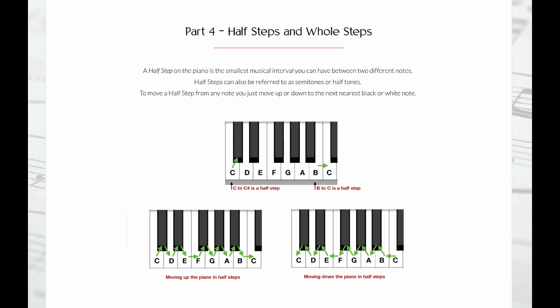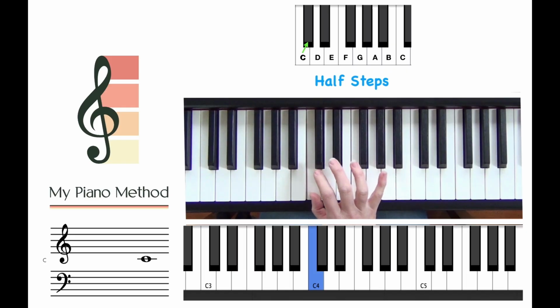So we've learned about all of the white notes on the piano, A, B, C, D, E, F and G, but we haven't spoken about the black notes. Now the black notes are sharps and flats. So what we can actually do is we can count up by half steps. And a half step on the piano is really simple to learn. It's just moving up to the next closest note.